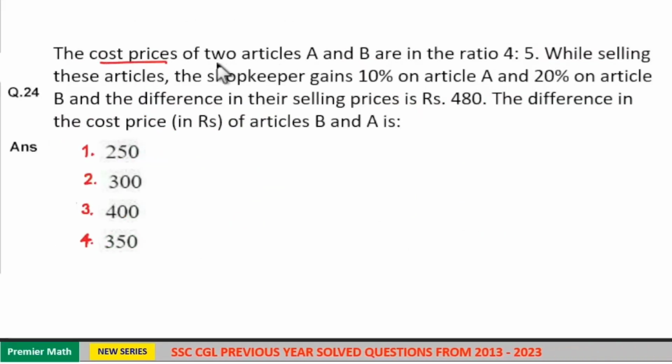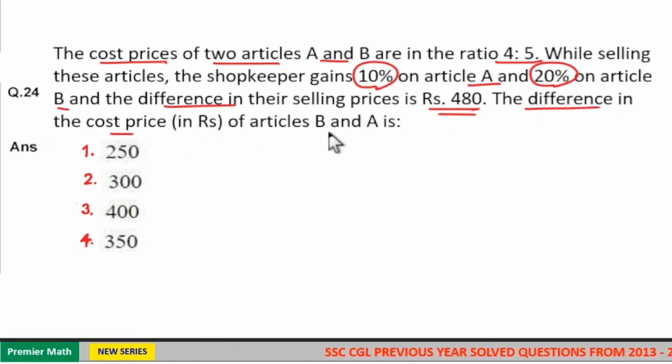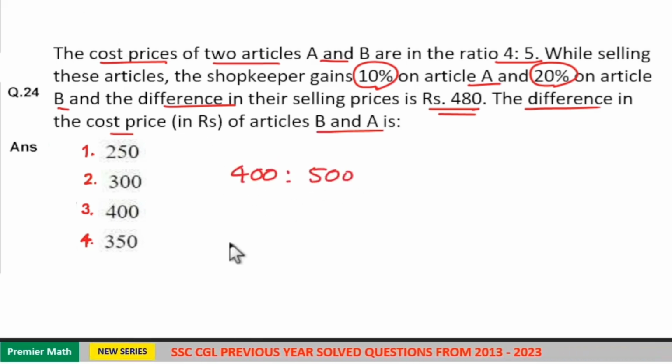Cost prices of two articles A and B are in the ratio 4:5. While selling these articles, the shopkeeper gains 10% on article A and 20% on article B, and the difference in their selling prices is rupees 480. The difference in the cost price of articles B and A is? Here cost prices are in the ratio 4:5. I'll take it as 400:500.